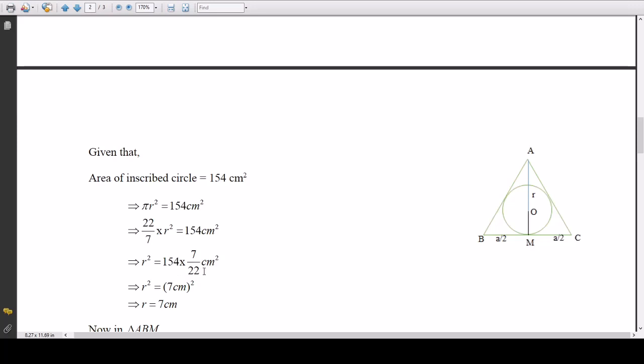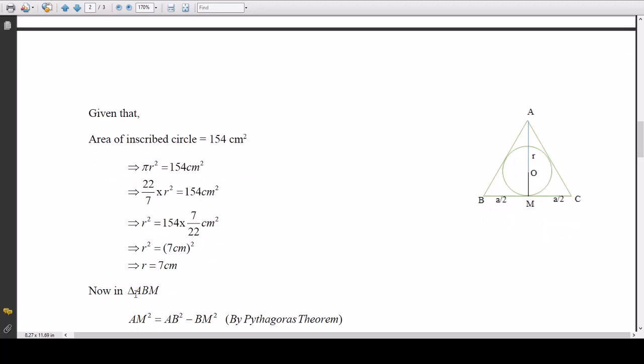Cross multiplying to the right side, r square will be 154 multiplied by 7 divided by 22. Now if you cancel 22 with 154, you'll get 7. Therefore r square will be 7 multiply 7, that is 7 square. Cancelling the square, r will be 7 centimeter. Okay, r will be 7 centimeter.